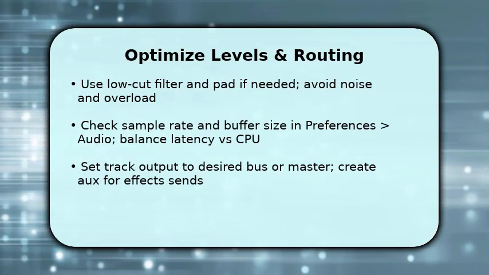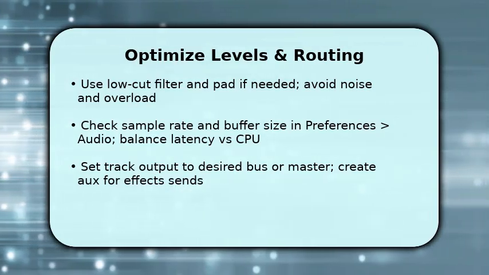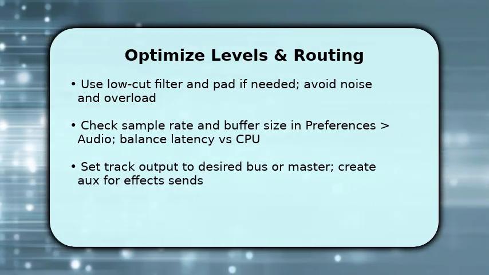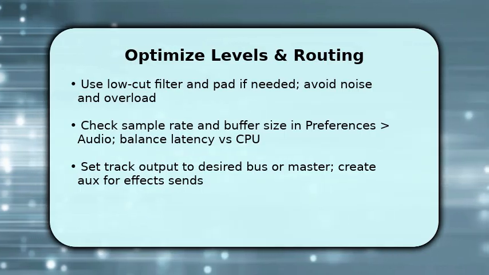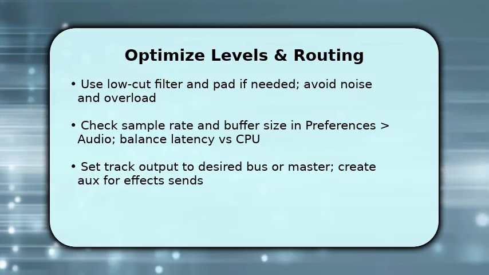Apply a low-cut filter on the track to remove rumble and engage a pad if the source is loud. This prevents distortion. Then open Logic Preferences Audio and confirm sample rate and buffer size. Lower buffer for tracking, higher for mixing.